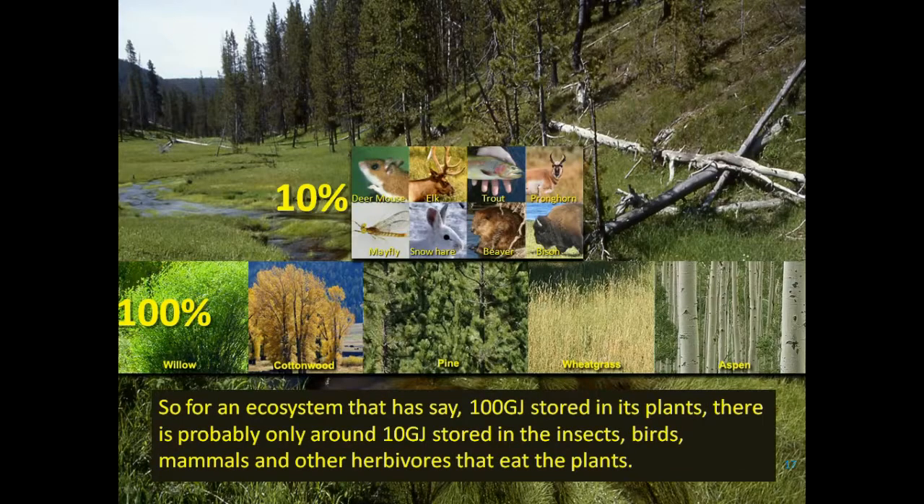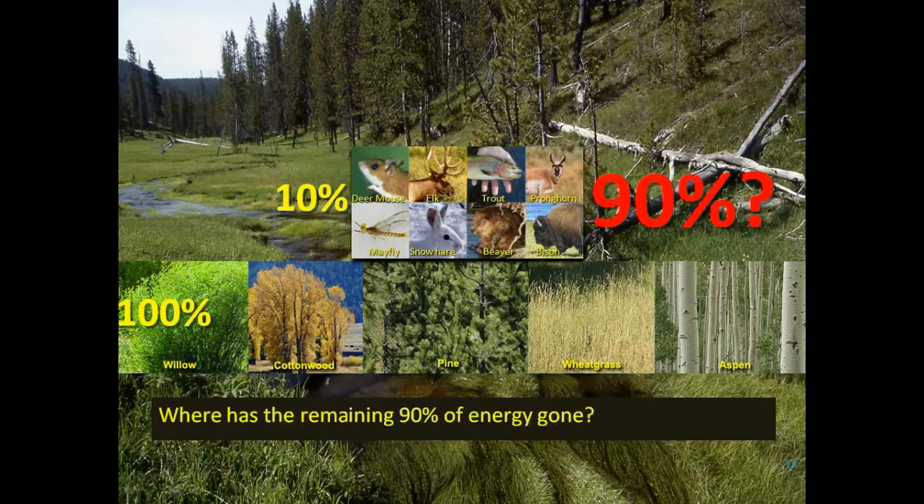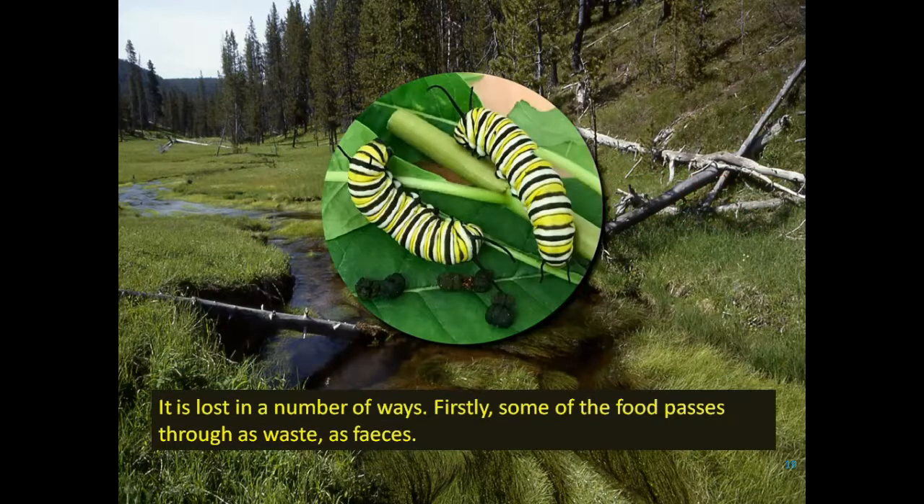So for an ecosystem that has, say, 100 gigajoules stored in its plants, there is probably only around 10 gigajoules stored in the insects, birds, mammals, and other herbivores that eat the plants. Where has the remaining 90% of the energy gone? It is lost in a number of ways.